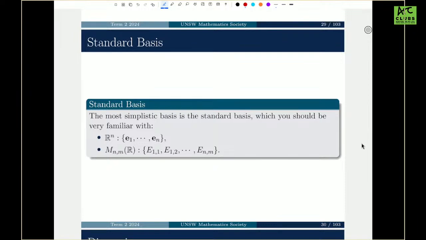Okay, so the most simple basis is just the standard basis, which you may be familiar with. For Rn, it's the vectors with 1 in one position and 0 everywhere else, and so on. And for matrices, E_ij is the matrix that has 1 in the ijth position and 0 everywhere else. Pretty similar to this.